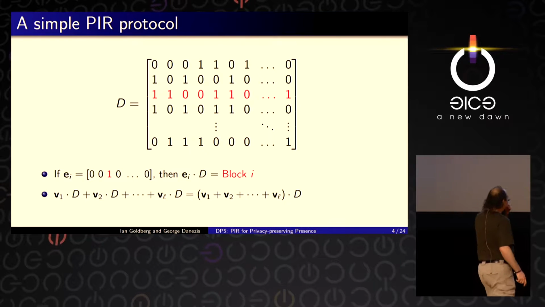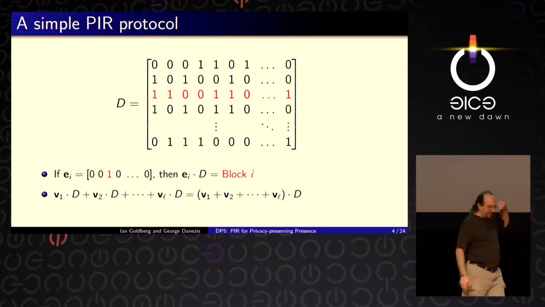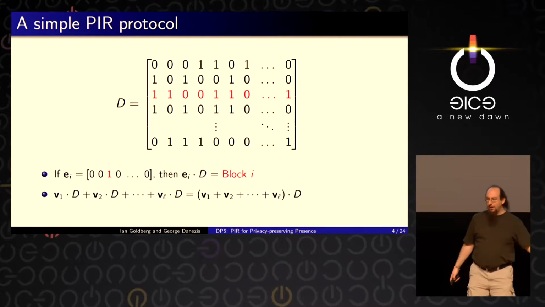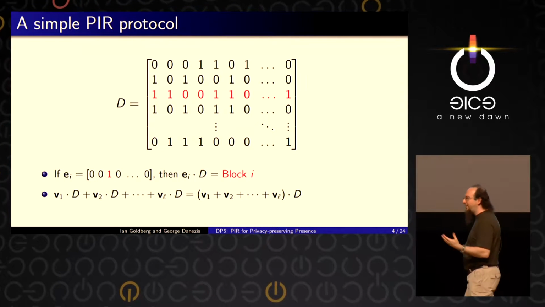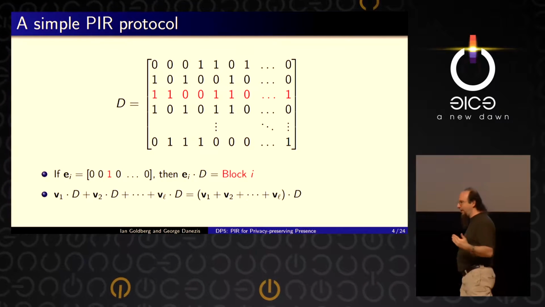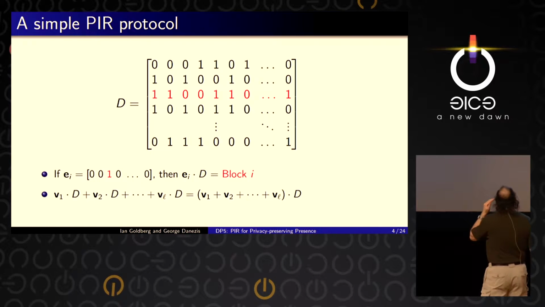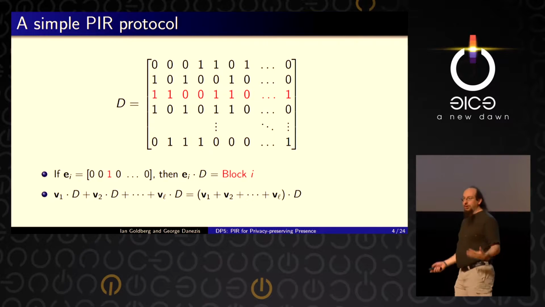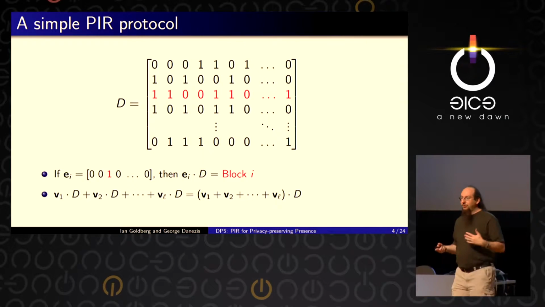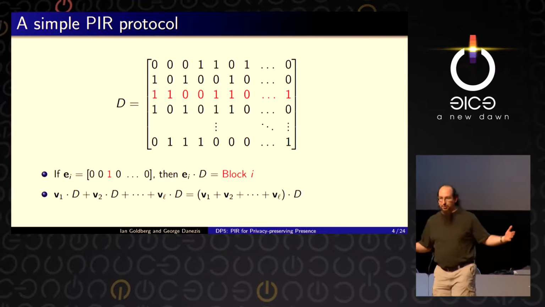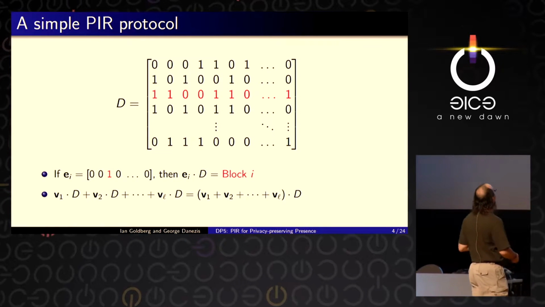Okay, so this was one of the very first PIR protocols proposed by Chor and others in 1995, almost 20 years ago now. But it has some shortcomings, many of which have been addressed over the subsequent 20 years. So let's look at a couple of them.